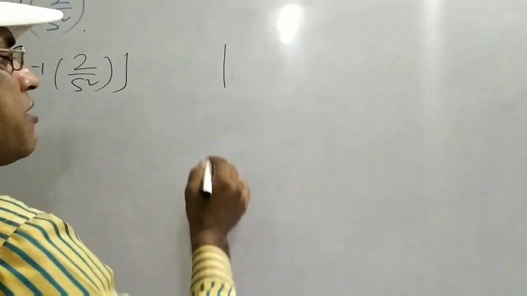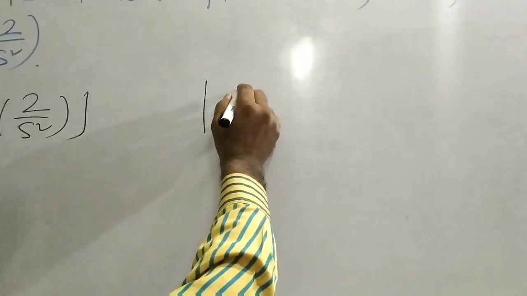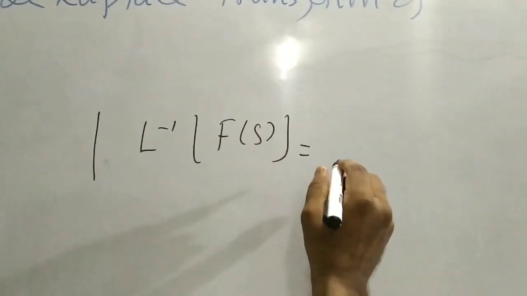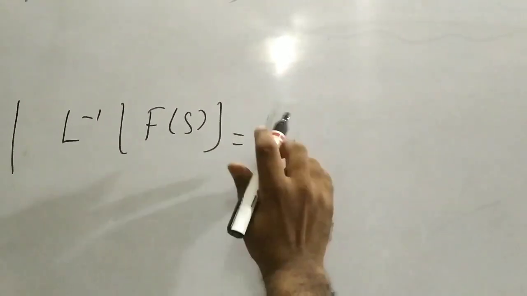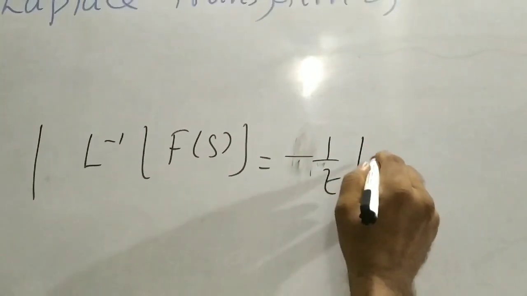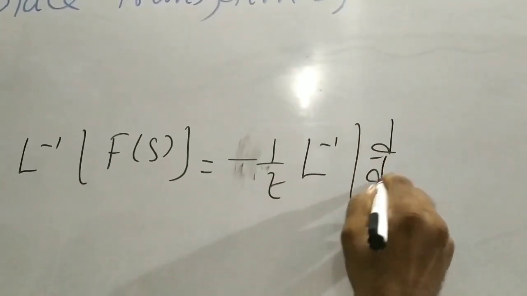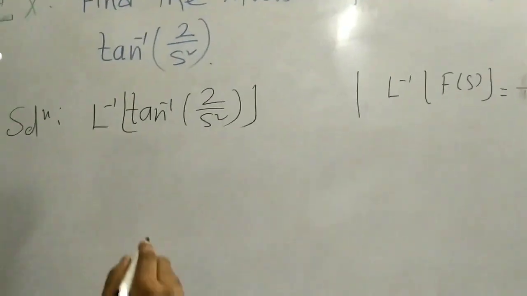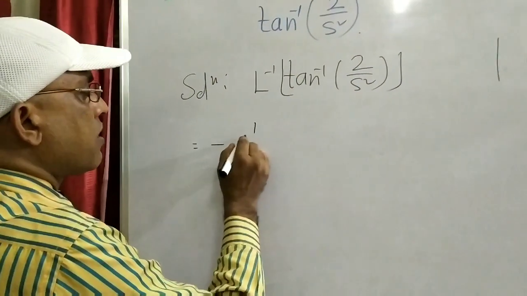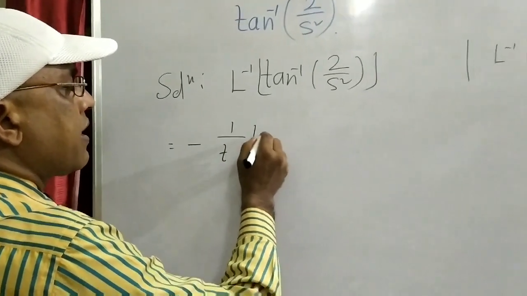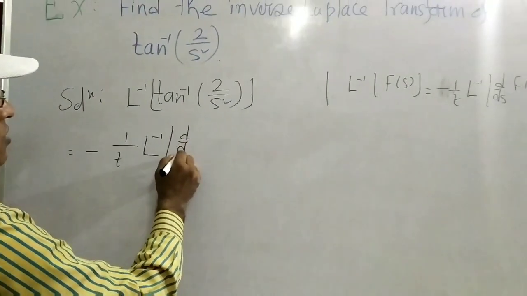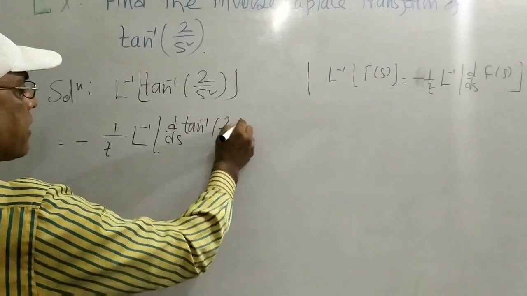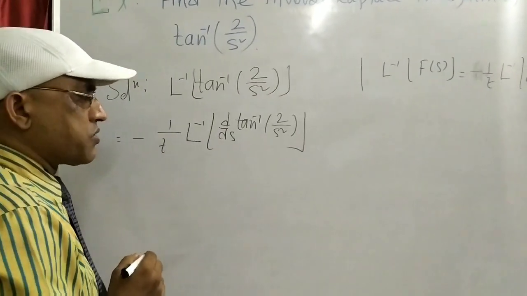I recall the inverse Laplace transform of a derivative: L inverse of f(s) equals minus 1 by t, L inverse of d/ds of f(s). We know this formula. Now using this formula, this is minus 1 by t, L inverse of d/ds of tan inverse 2 by s square. We get this one.